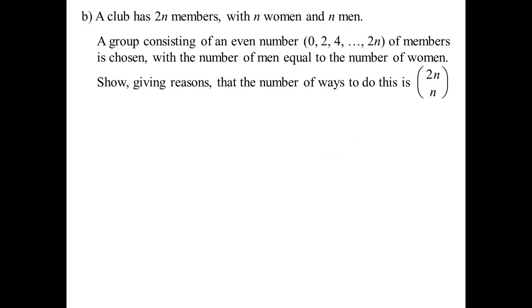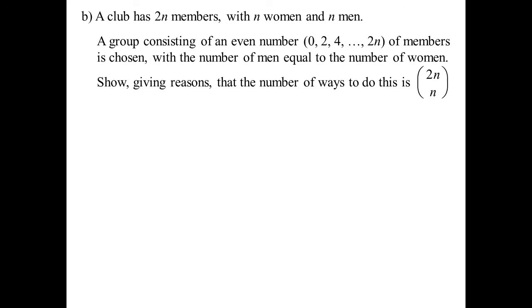Part B turned into what looks like a permutations and combinations question. A club has 2n members, n women and n men. Now, a group consisting of an even number of members. So it either has 0 members, well, I don't know if you can call that a group, but okay, 2, 4, 6, 8, all the way up to 2n, if everyone is in the group. But basically what they're saying here is there's got to be an equal number of men and women in the group. So show, giving reasons, that the number of ways to do this is 2nCn.